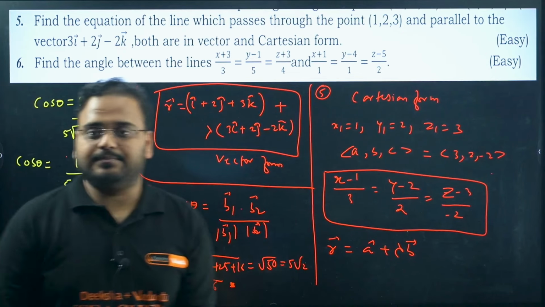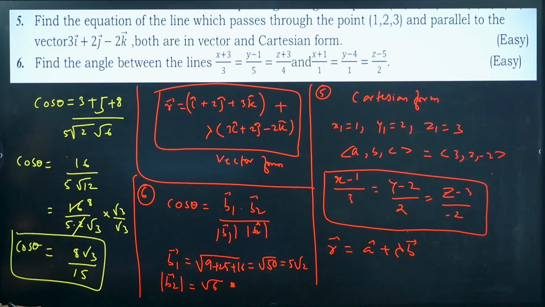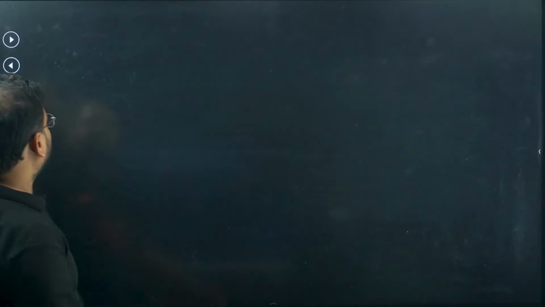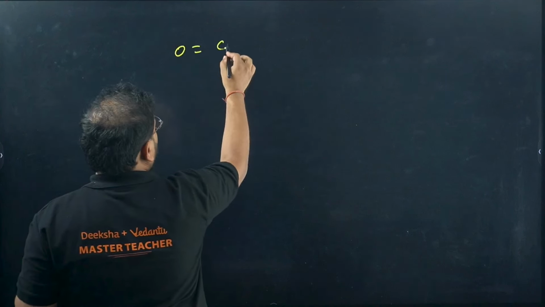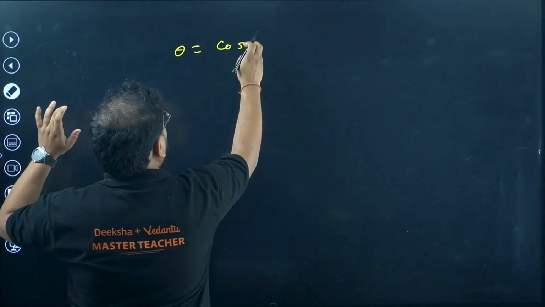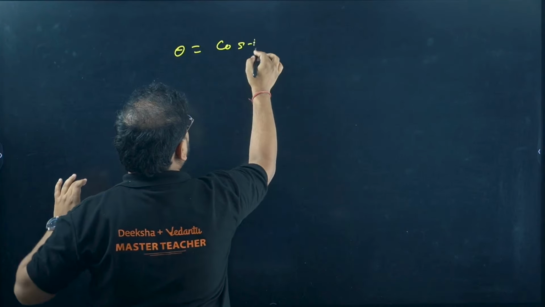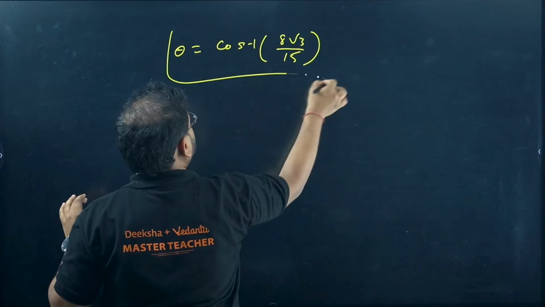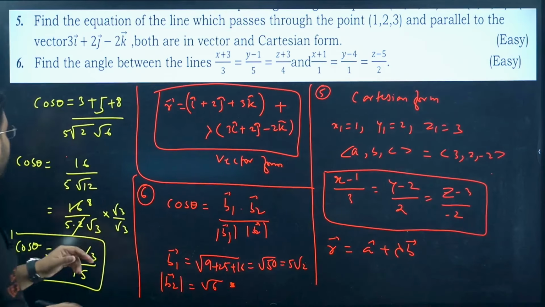I hope this is clear. If you want, I can write it over here: theta is nothing but cos inverse of 8 root 3 by 15. This is your final answer for this particular question number 6.